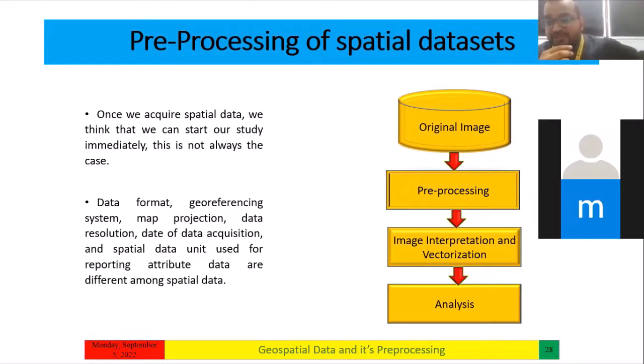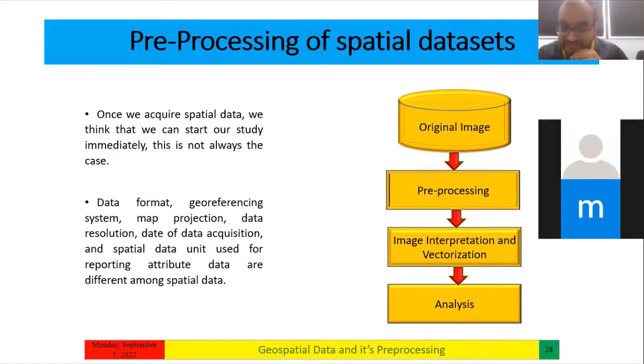We have to bring it into a form that is suitable to our goal. Means whatever we have intended, whatever plan we have made for such a kind of study, then according to that study, we have to pre-process the data. So there could be different challenges and different pre-processing that we could do. The first one is data format. We want data in a different format, and the format provided by the agency is different. So we have to bring it into the format that is required.